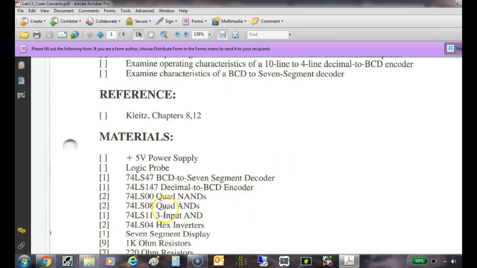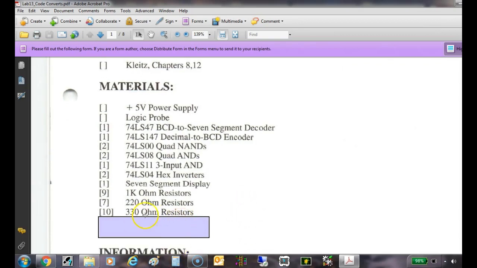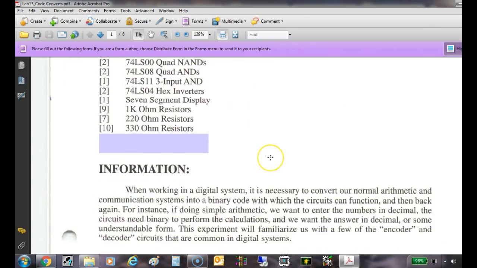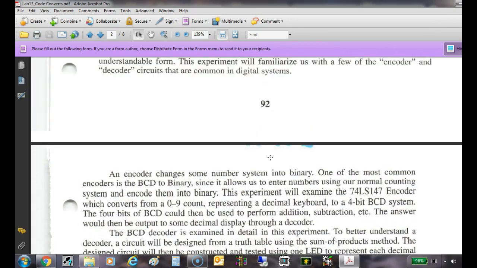We're not going to need the NAND gates, the AND gates, the 3-input AND gates or the hex inverter. We're going to be using a 7-segment display. It doesn't specify here, but we're going to have to use a common anode 7-segment display. And I'm going to introduce y'all to resistor packs, but we don't need the 220 and 1K, but we do need the 330. But notice here it says we need 10 of them. We'll explain that.